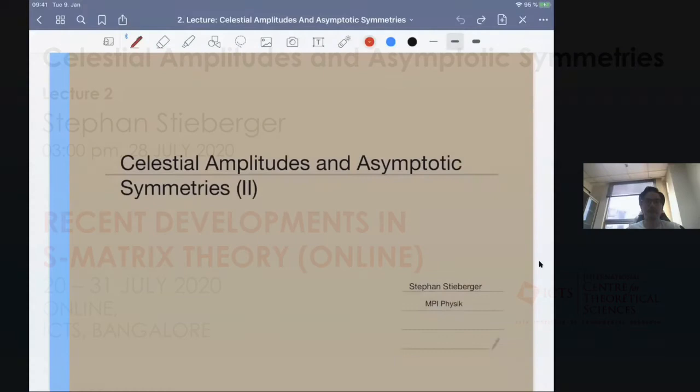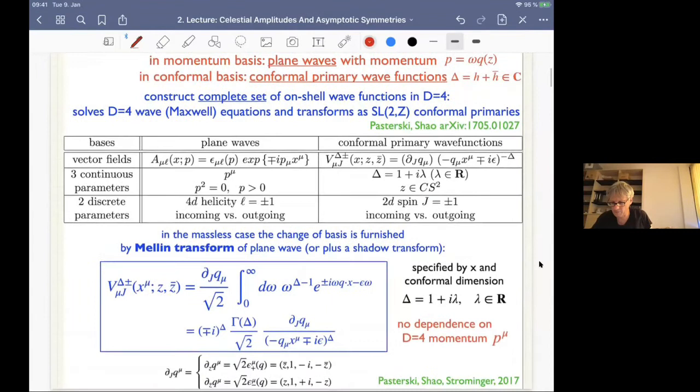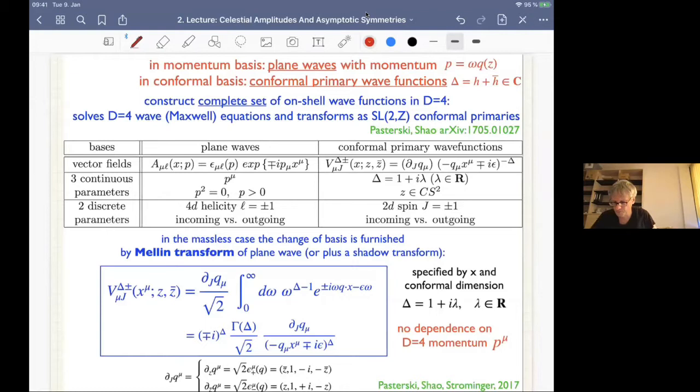So let's move on. And indeed, I want to do just a few minutes of recap of what we have learned yesterday, and for that I have my slides here. You are used to working in the momentum basis, where you have plane waves to scatter, and then you set up your Feynman rules.